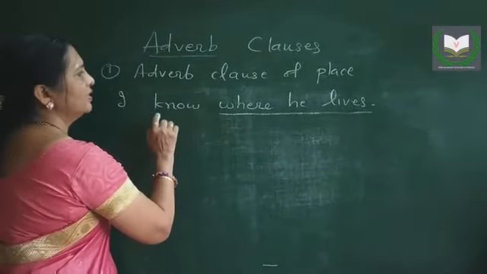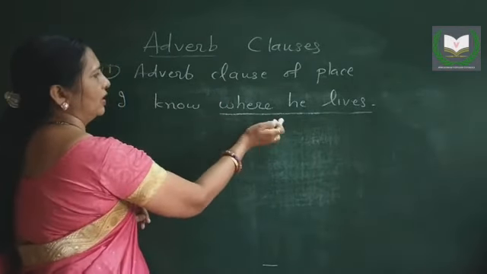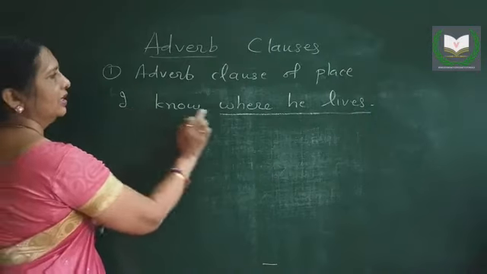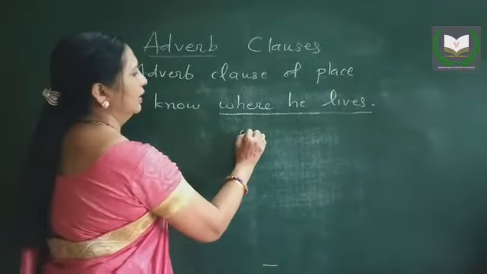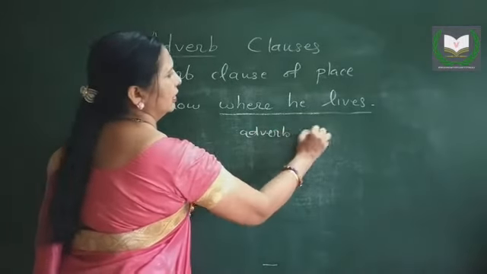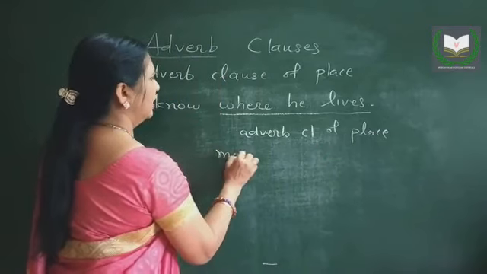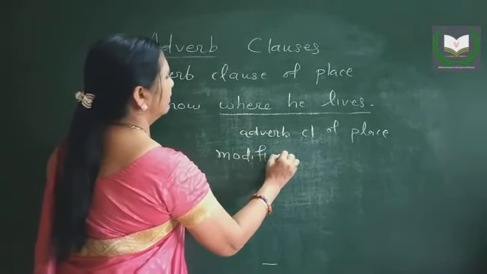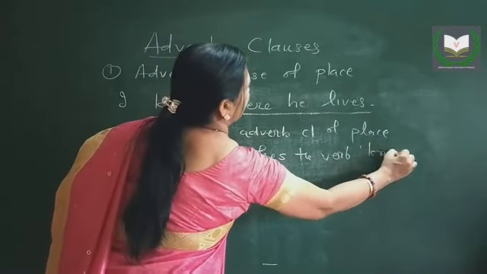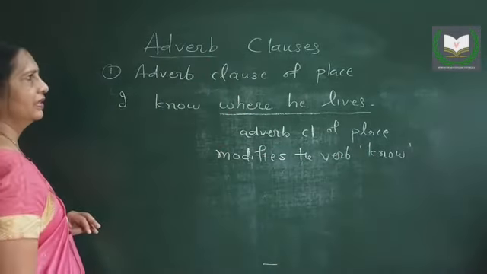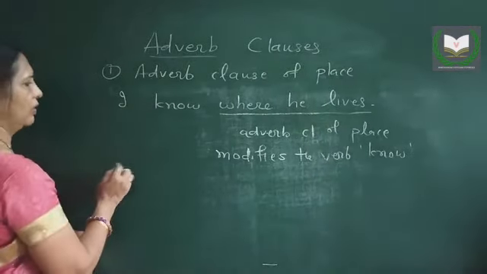So the clause is joined by using where. This clause is joined to the main clause with the help of the word where. So this is the adverb clause of place. What does it do? It modifies the verb know. This is the one type of adverb clause.